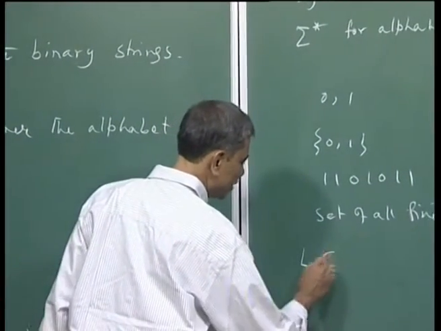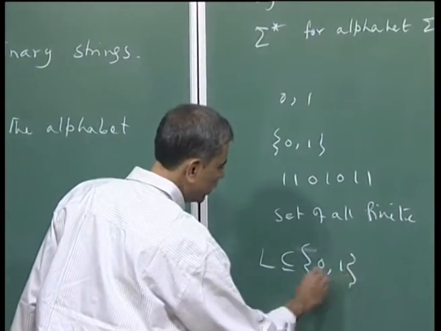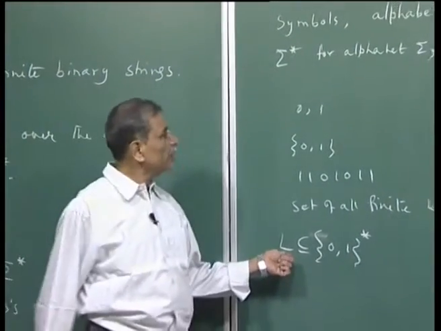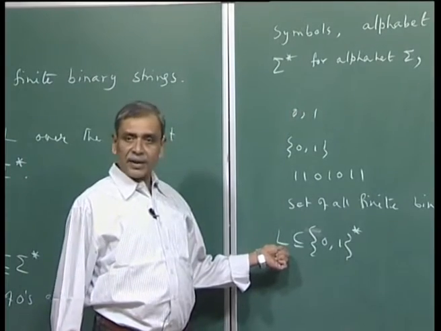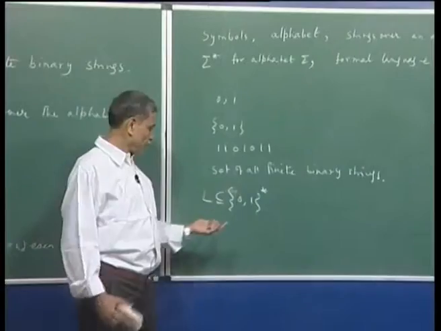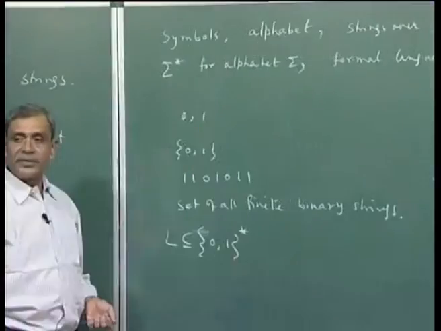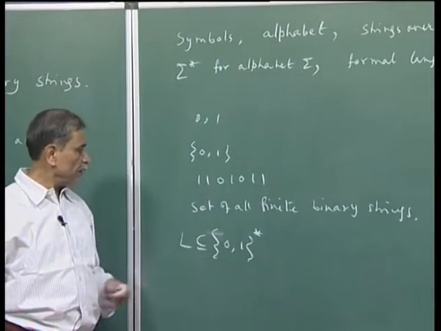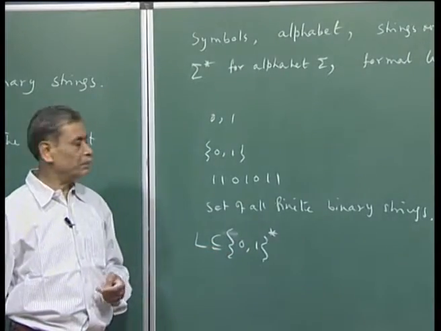L is a subset of sigma star, for this particular alphabet, 0, 1. So therefore, L, such a formal language, is also a set which has a number of finite strings in general over the alphabet that we are dealing with. In this case, in this example at least, that alphabet was the binary alphabet.